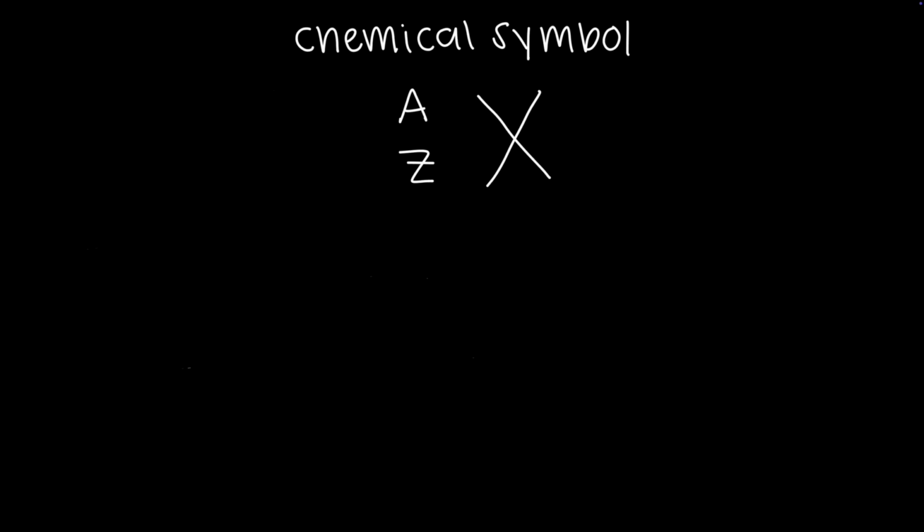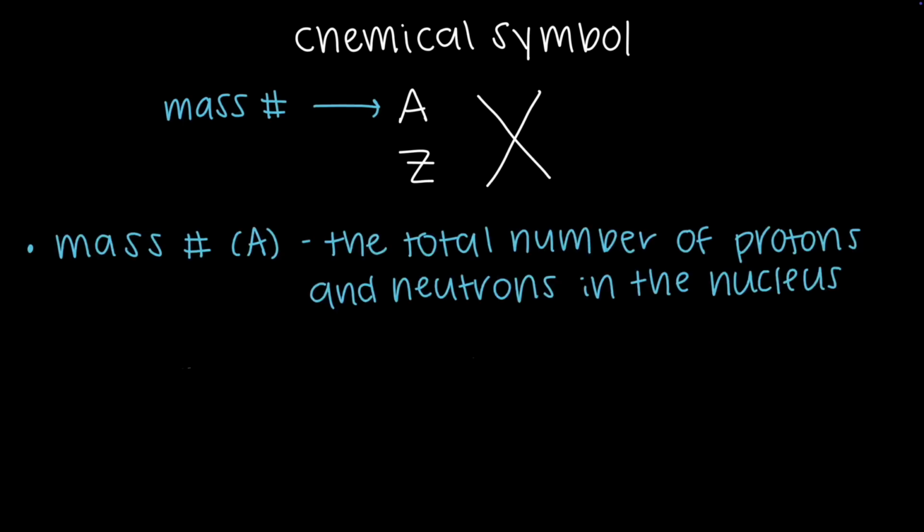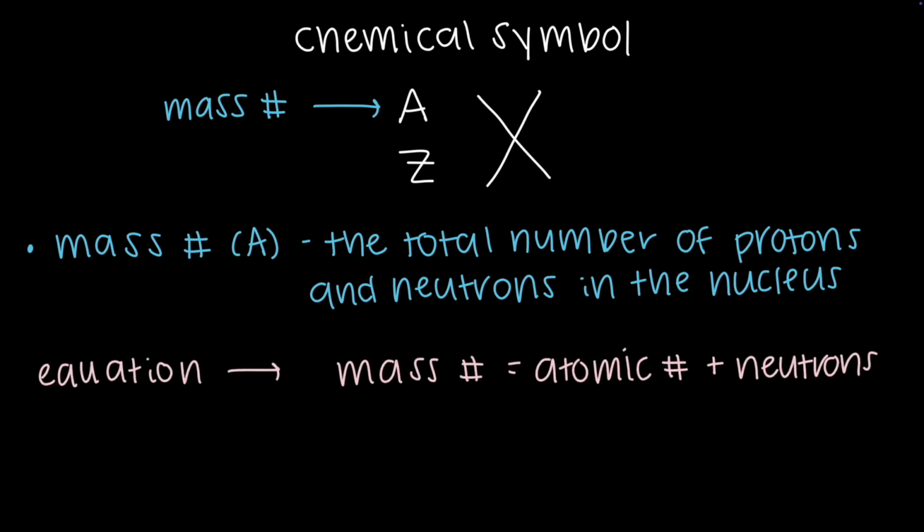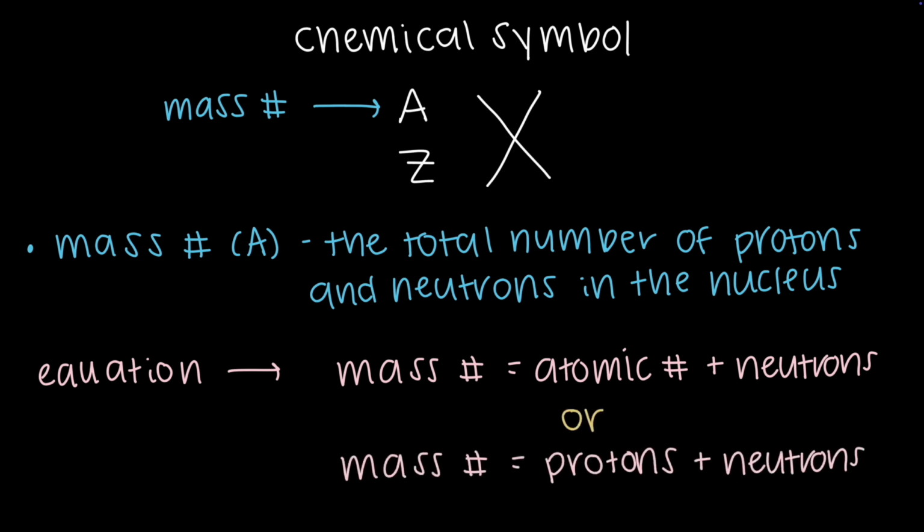And then we have the mass number, or capital A. This is the total number of protons plus neutrons. And we have an equation to help. Mass number will equal the atomic number plus the number of neutrons. And the atomic number is also known as the number of protons.